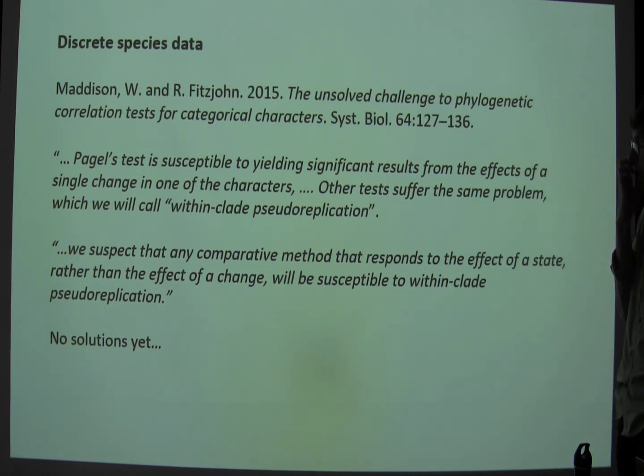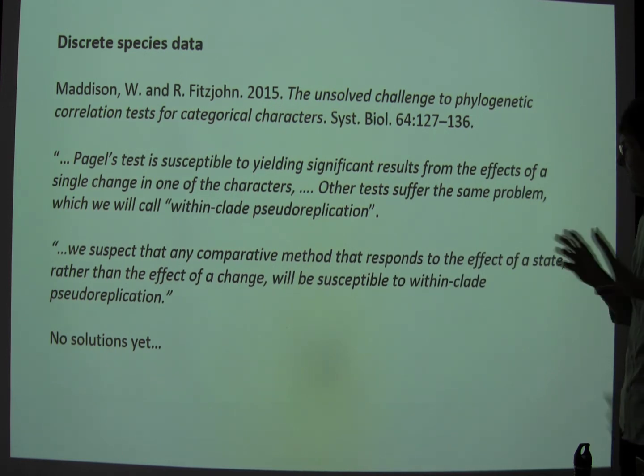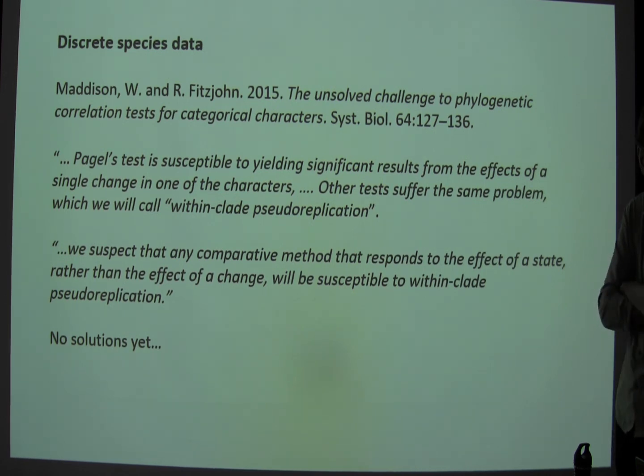And Wayne and Rich FitzJohn, who was a PhD student of Sally's, published a paper in 2015 in which they pointed out that Pagel's test actually doesn't work. And how they showed this was that if you had a phylogeny in which only one change occurred in both of two characters, and they occurred more or less in the same place in the phylogenetic tree, then Pagel's method is liable to give a statistically significant result.